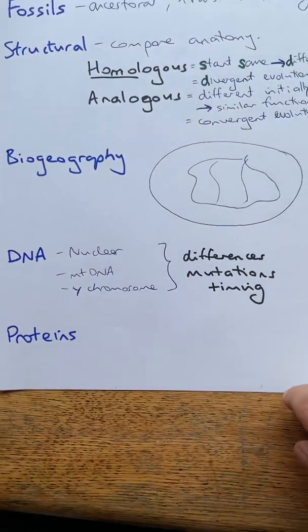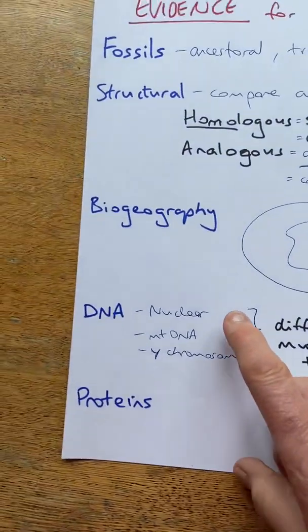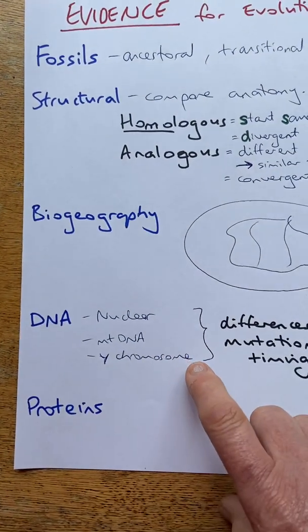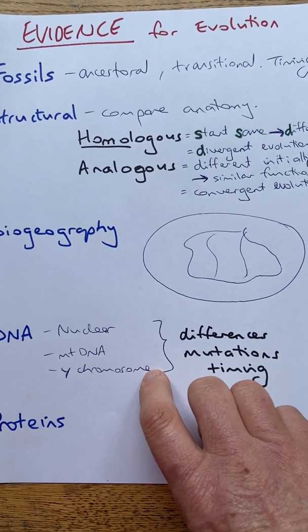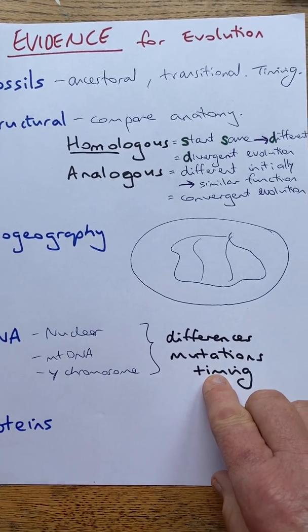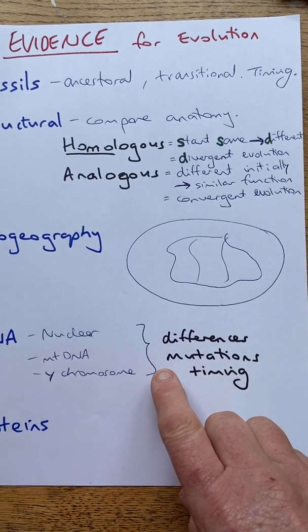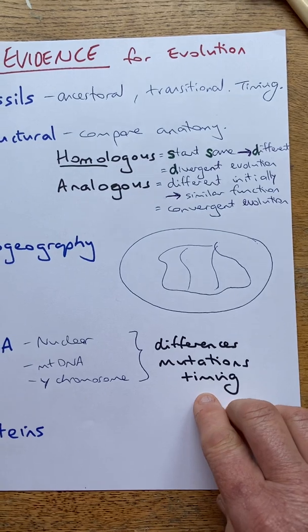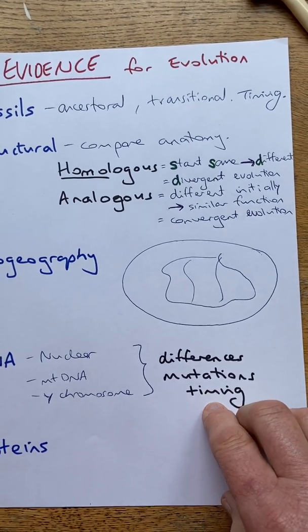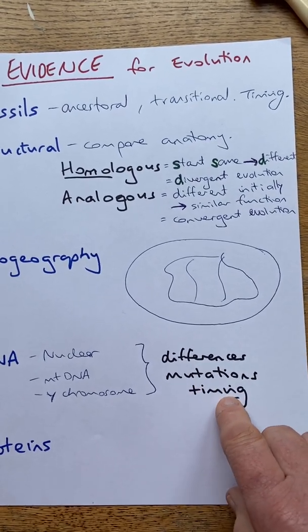Okay, then we have looking at DNA, and you can look at nuclear DNA, mitochondrial DNA, and Y chromosome DNA. Mitochondrial and Y chromosome DNA are useful from the point of view of timing because they have fairly regular mutation rates and they're not affected by the processes in meiosis. So you can look at changes through time with them.